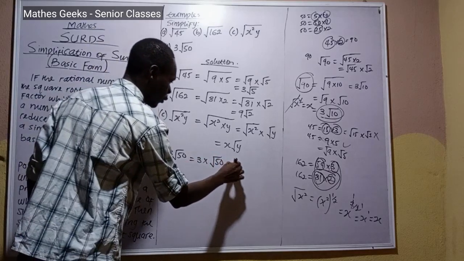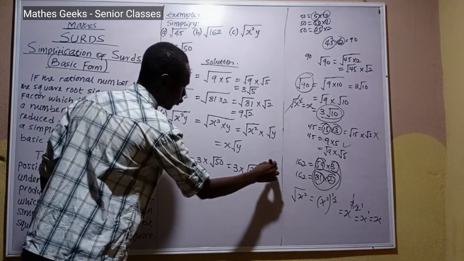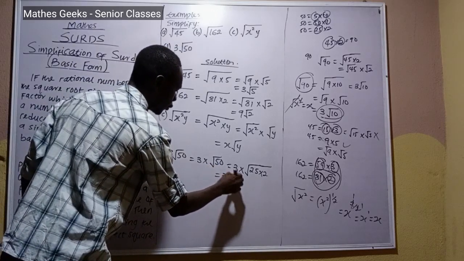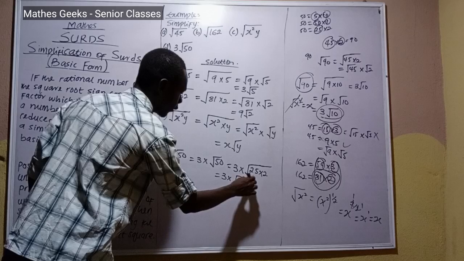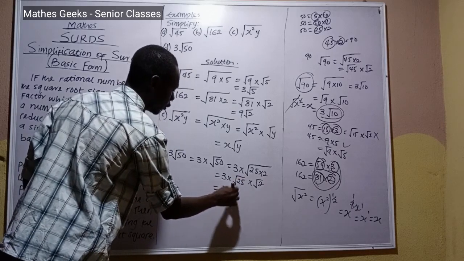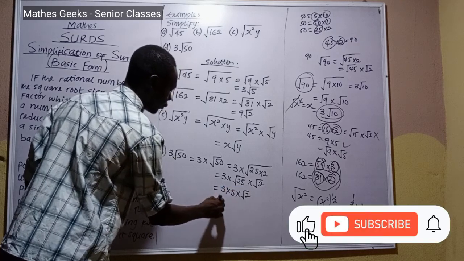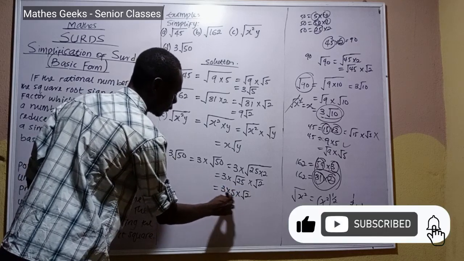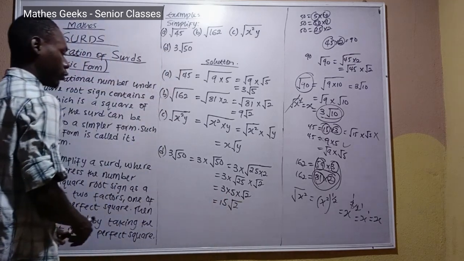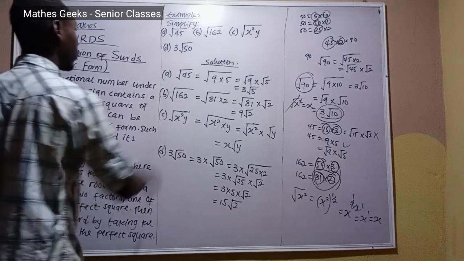That will give us 3 times root 25 times 2. So we have 3 times root 25 times root 2. And that will give us 3 times the square root of 25, which is 5, times root 2. So 3 times 5 is 15, 15 times root 2. So the answer is 15 root 2. So these are the basic forms of the following surds.